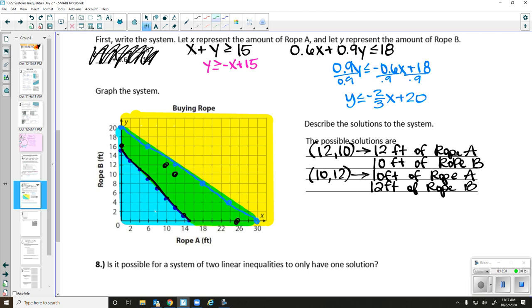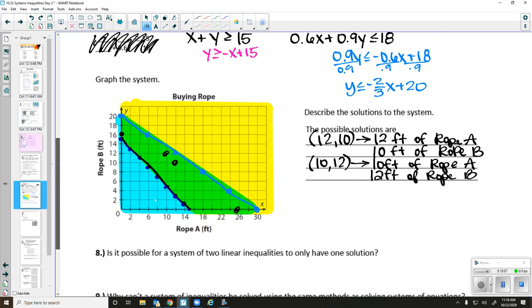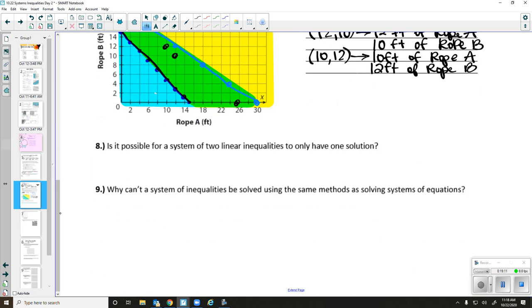Let's answer this bonus question down below. Could you have just one answer for inequalities? No. Not just one. Would it be possible? No, it wouldn't. How come? Because they have to intersect, and because of the inequality symbols, there will always be a little fraction. There's always a little bit, like 0.001.